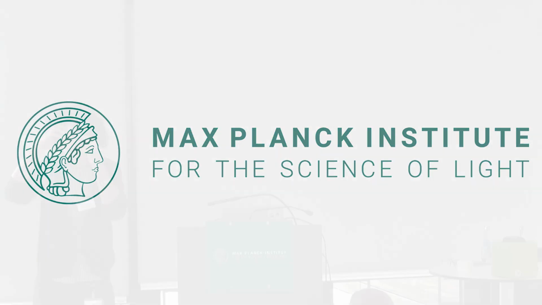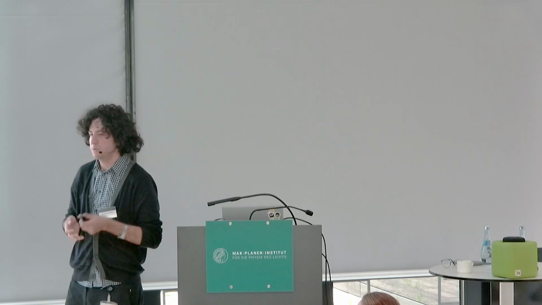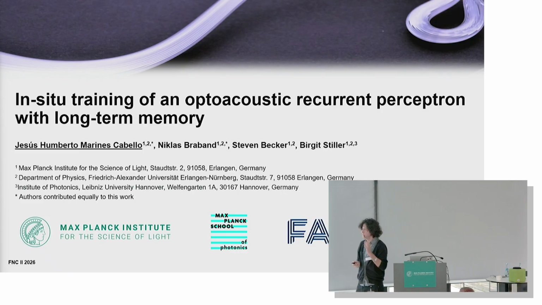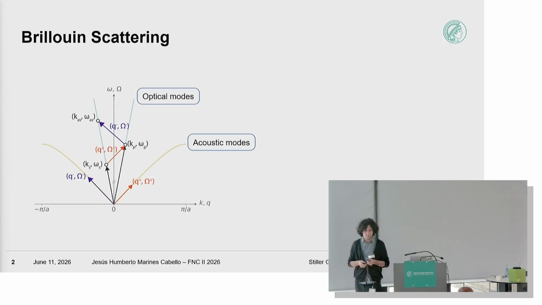Today, I will talk about how we can use light and sound to implement a recurrence operator, and how we can extend its memory and also train it. To start, to give a brief recap, I will explain the physical process on which we base our project, which is Brillouin scattering.